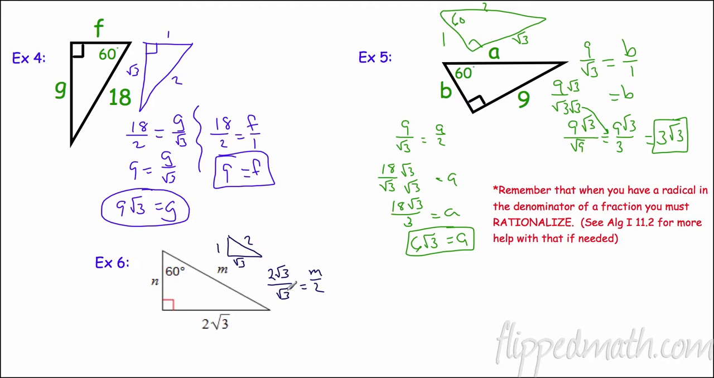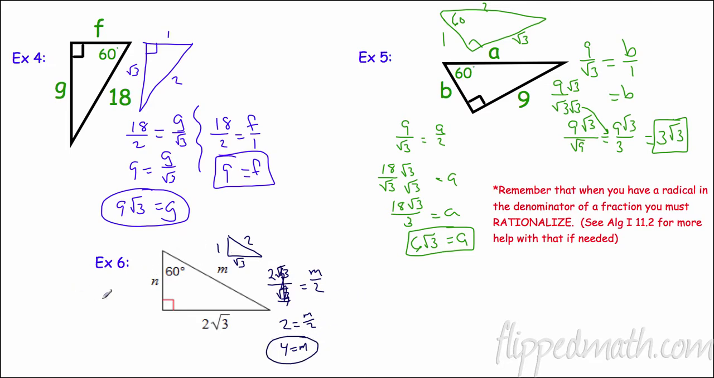All right? So now look at this. I have the same number on top and bottom. Anytime you divide, any number divided by itself is 1. So those essentially cancel out. So now we have 2 equals m over 2, and multiply by 2, and m is 4. There we have it. Boom.